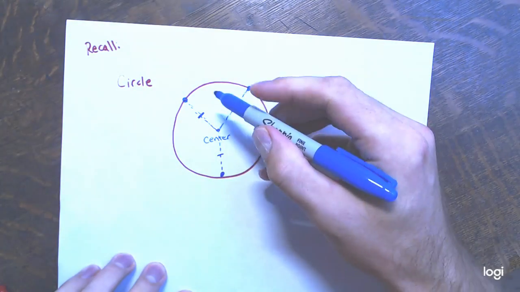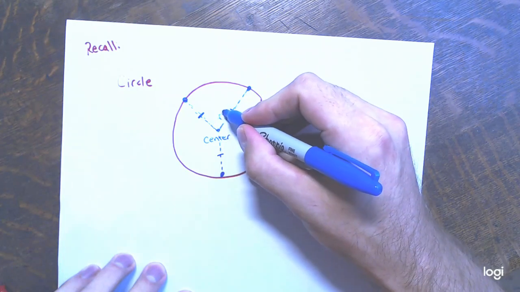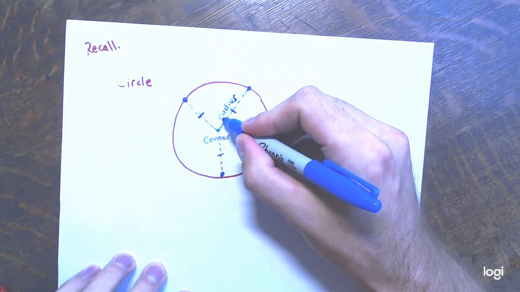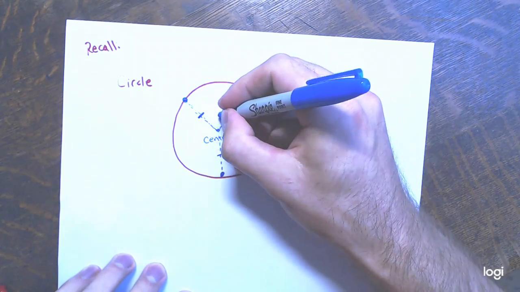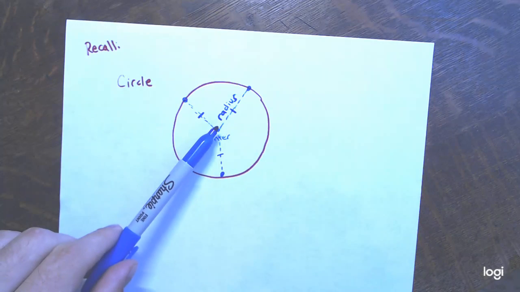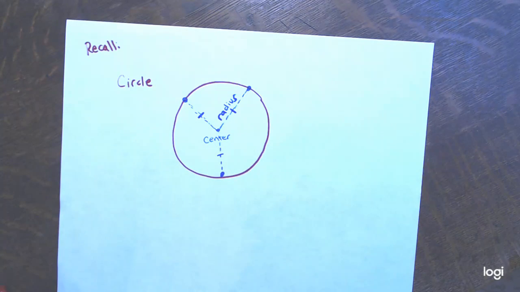This distance is called the radius of the circle. R-A-D-I-U-S. Radius. Right, and that's the distance from the center to any point on the circle. All right.